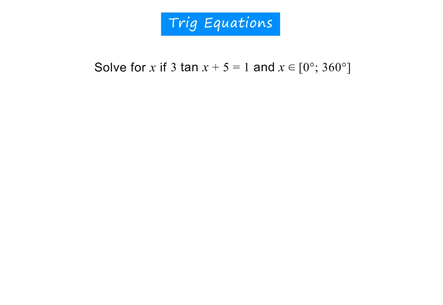In the next question, we are asked to solve for x if 3 tan x plus 5 equals 1, and x lies in the interval 0 to 360 degrees. Again, we need to rewrite the equation in the correct form before attempting to solve it. To do this, we begin by subtracting 5 from both sides, and then we divide both sides by 3. The equation is now in the correct form to solve.